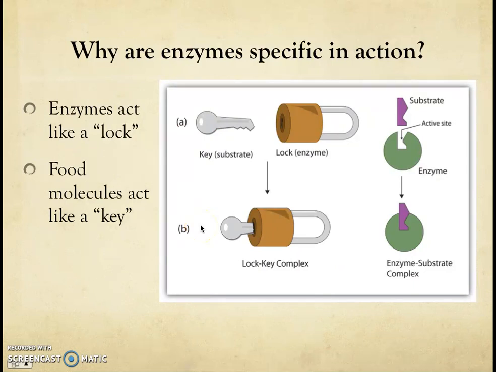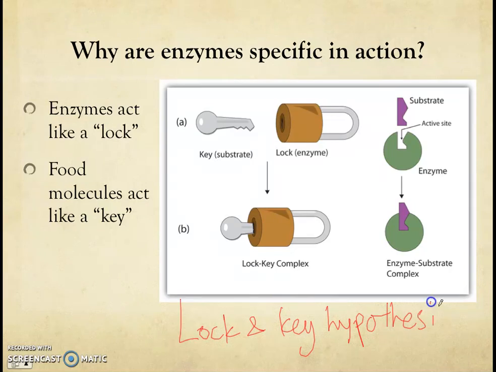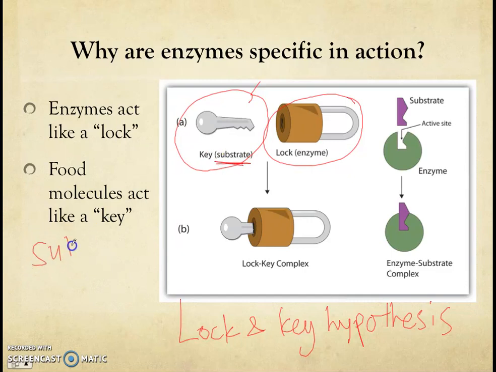Now scientists have come up with a model to explain how and why enzymes are specific in action. And this model is called the lock and key hypothesis. Now in this model, the lock and key hypothesis, they think that enzymes act like a lock, right? So here's my lock. Enzymes act like a lock, while food molecules act like a key, right? So these are my food molecules. Another way to call food molecules is a substrate. A substrate is what an enzyme acts on.